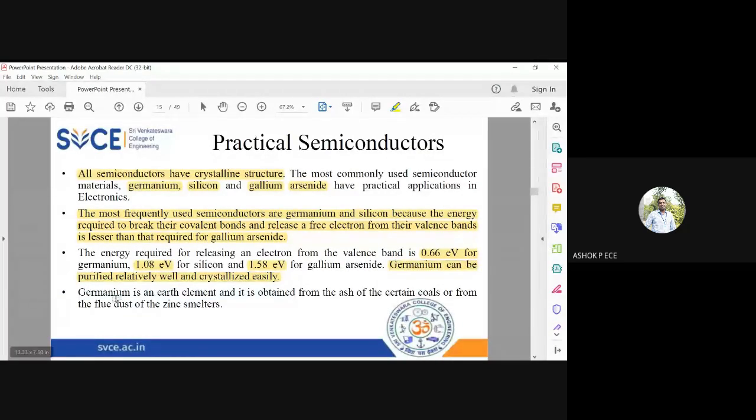Where is germanium obtained? Germanium is a rare earth element and it is obtained from the ash of certain coals or from the flue dust of zinc smelters. Silicon is available abundantly in the form of sand. So silicon is abundantly available, but germanium, relatively, is tough to get.